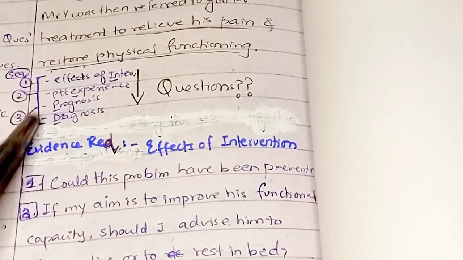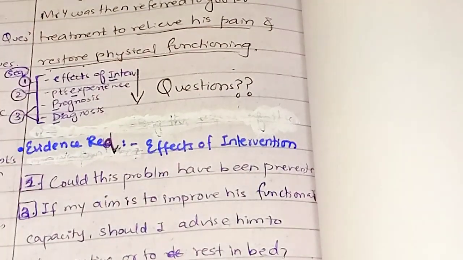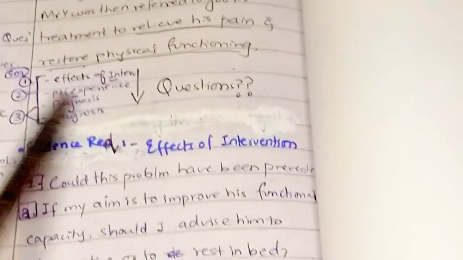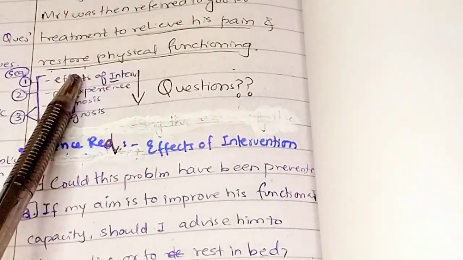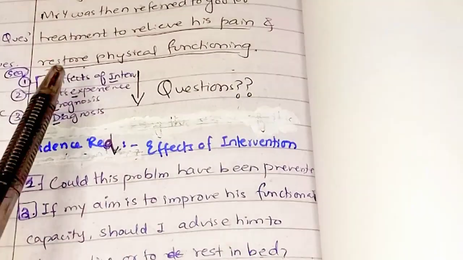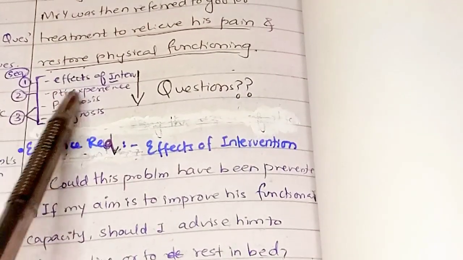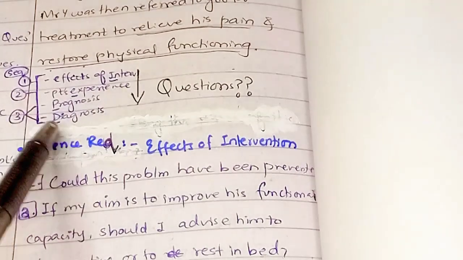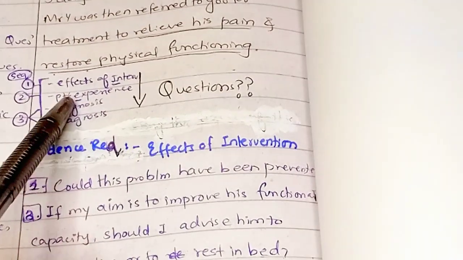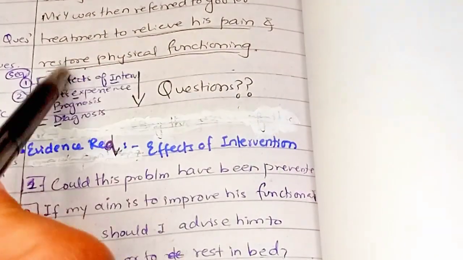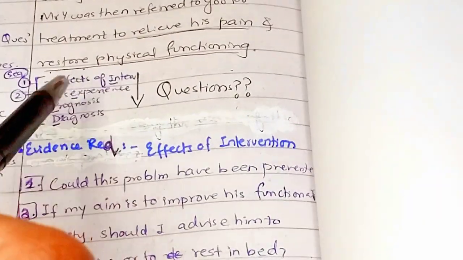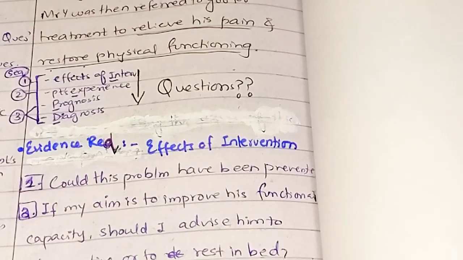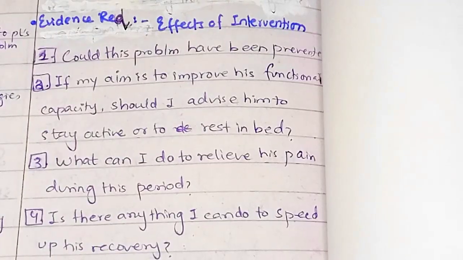And guys, this is the sequence of questions you should ask when practicing. The questions you would ask in the first place would be related to the effects of intervention. Then you would ask questions related to the patient experience. And in the last step, you would ask questions about the prognosis and diagnosis. So first, the effects of intervention, then patient experience, then prognosis, and then diagnosis. You can remember this by IEPD. Okay, now let's discuss the questions.